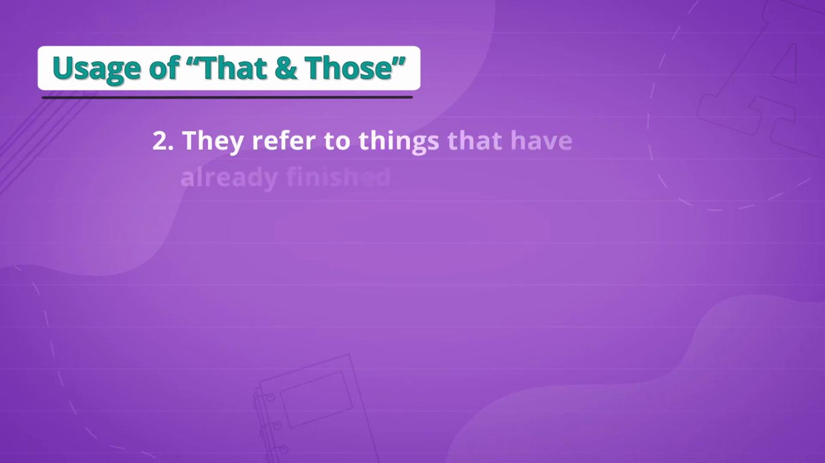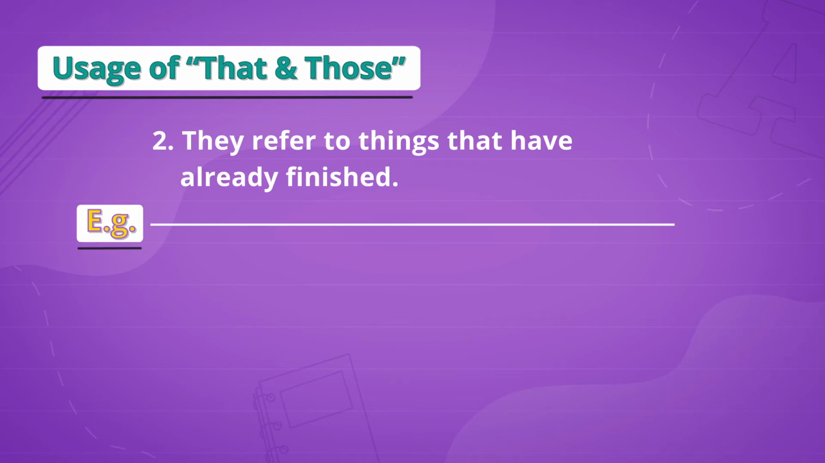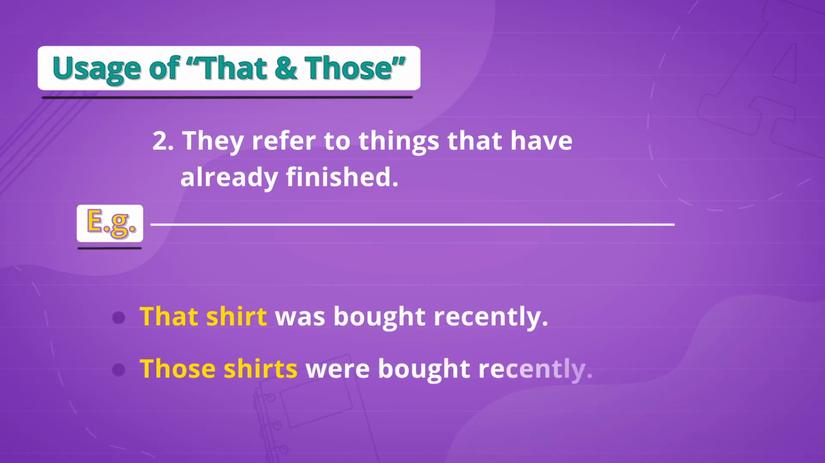And number two, they refer to things that have already finished. For example, that shirt was bought recently. Those shirts were bought recently, and so on.